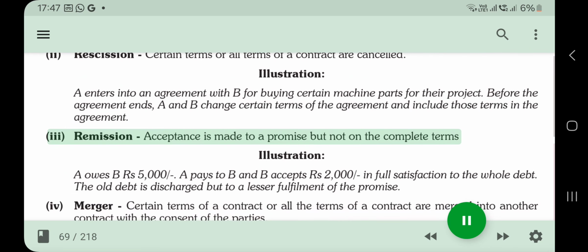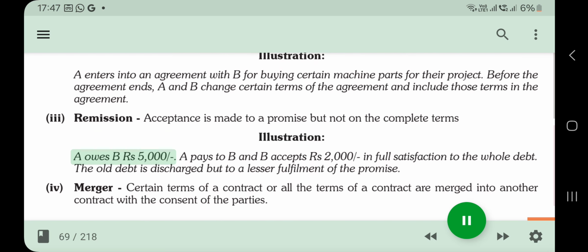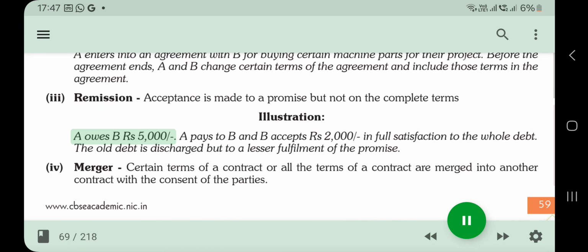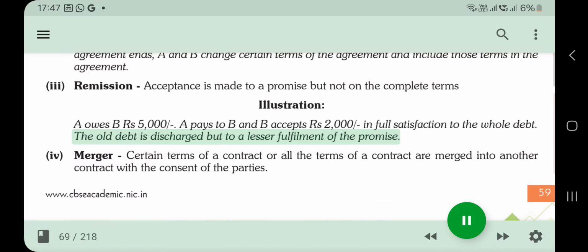III. Remission. Acceptance is made to a promise but not on the complete terms. Illustration. A owes B 5,000 rupees. A pays to B and B accepts 2,000 rupees, in full satisfaction of the whole debt. The old debt is discharged but with a lesser fulfillment of the promise.